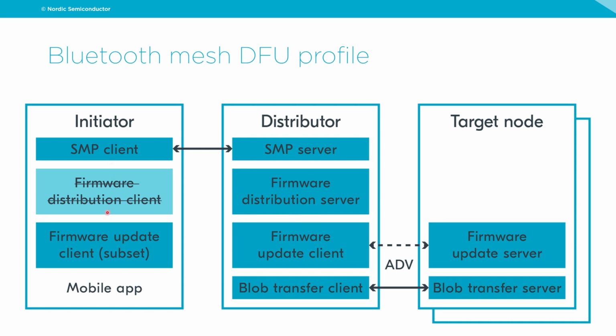And then the initiator can also use the firmware update client model to get status updates on the firmware update procedure. Once the target nodes have had their firmware updated, they would have a new firmware version listed, and this is the model that the initiator can use to retrieve that information from the target nodes and ensure that the firmware procedure has completed successfully.